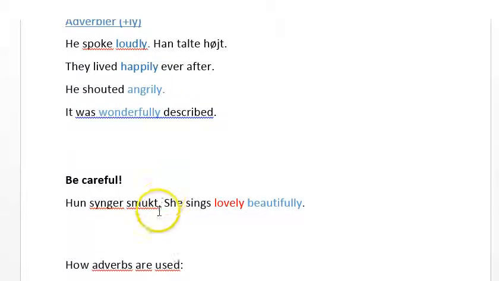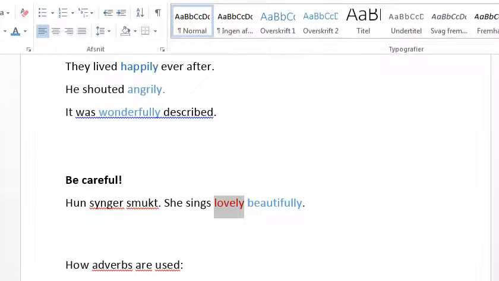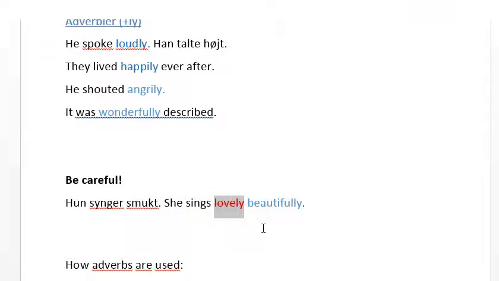But be careful. Hun synger smukt. She sings lovely. Lovely is not an adverb. Lovely is actually an adjective. If you want to say she sings, hun synger smukt, you say she sings beautifully.